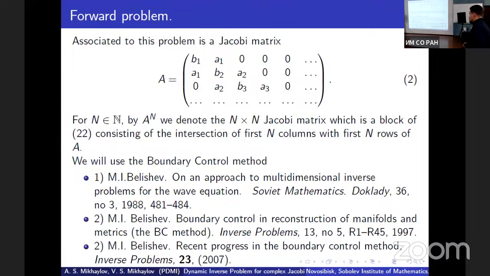Сразу из вида этой системы видно, что с ней ассоциирована некая матрица Якоби, трехдиагональная матрица. У нас на диагонали B, коэффициенты выше и ниже диагонали A. Но она здесь комплексная, как я уже говорил. Ее блок мы будем называть A_N. И мы будем решать задачу восстановления коэффициентов и динамических данных, используя метод граничного управления, который в непрерывном случае и в самосопряженном случае больше известен, вот какие-то ссылки я привел.